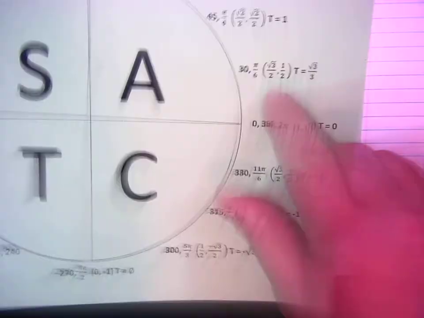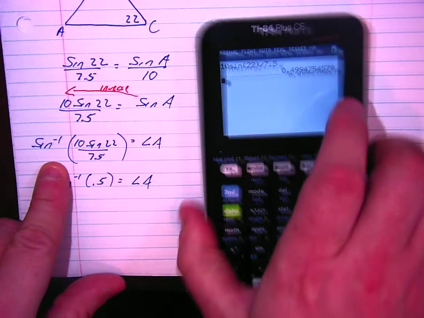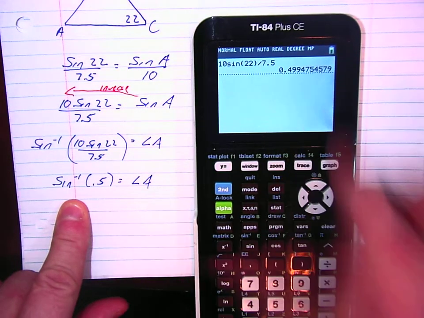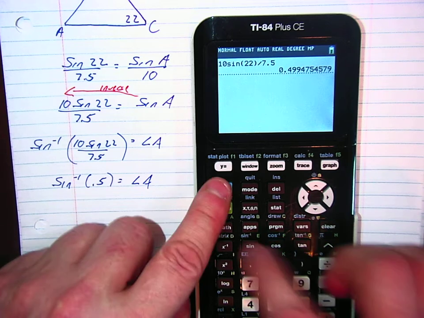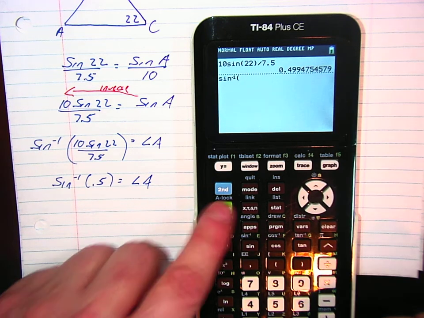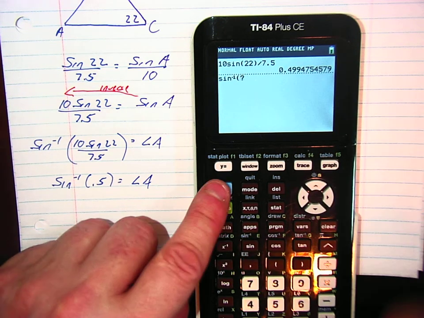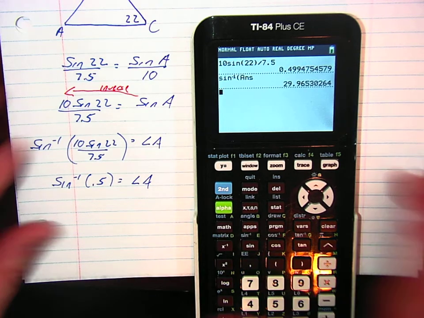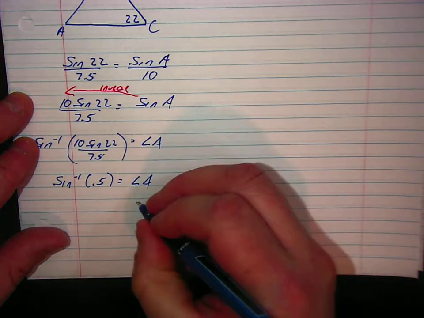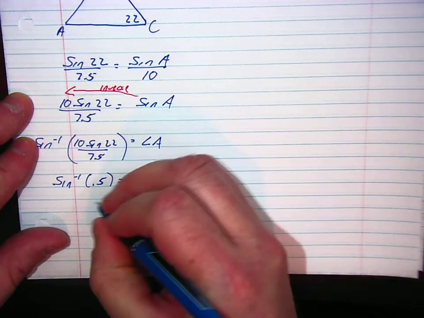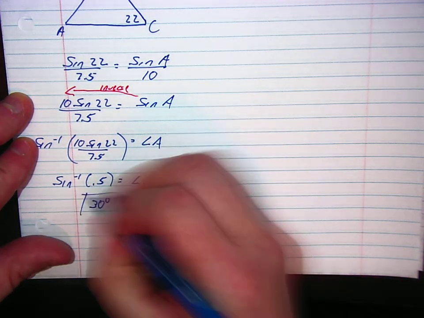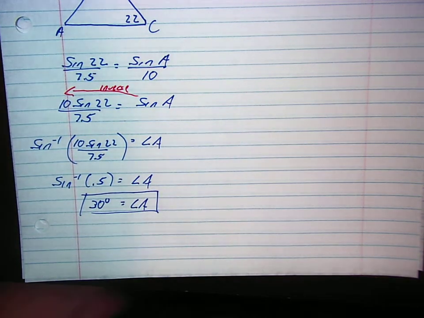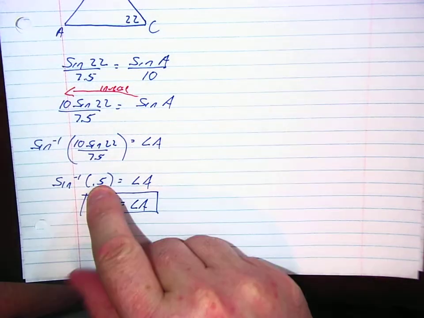So if I put this in my calculator right now, this whole thing, angle A is going to come out to be 30 degrees. So I'm just going to do inverse sine of that answer. And notice you get 30 degrees. 29.96, but close enough. Angle A equals 30 degrees. And again, that should make sense to you because that's where sine is 0.5.